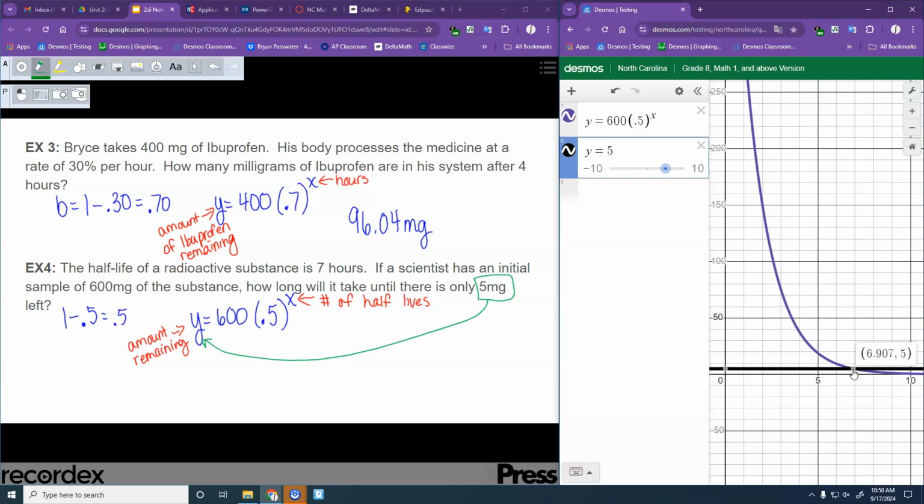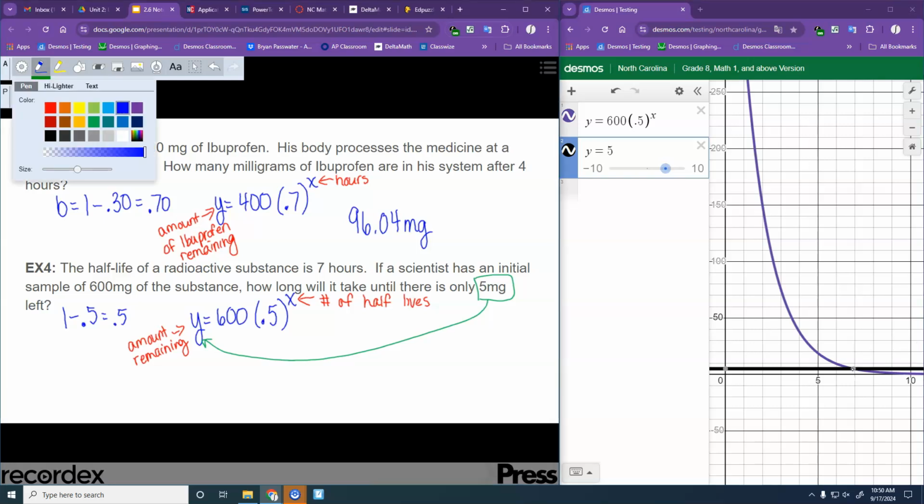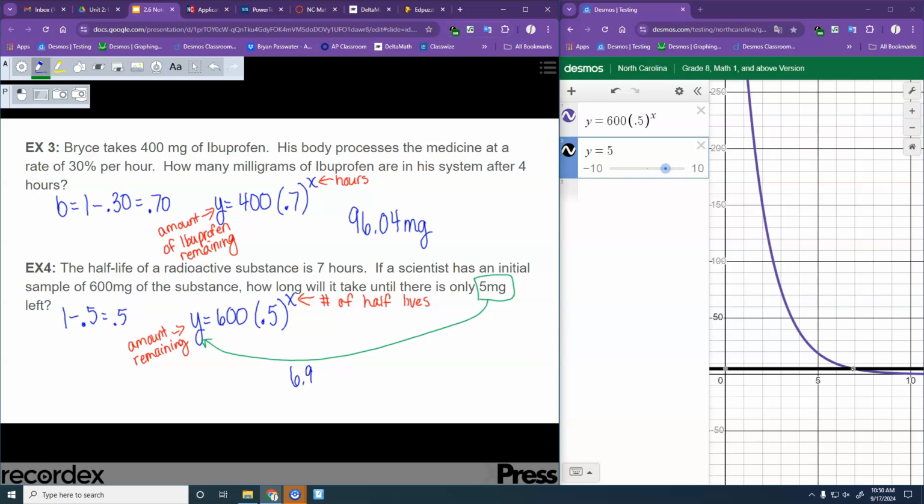Okay, what are we getting? 6.907. All right, so 6.907 hours. Does that sound right? Think about that table I made a minute ago. At 7 hours, we were at 150. Or not 150, 300. So I don't think this is in hours. What did we say our x stood for? So it is 6.907 half-lives.